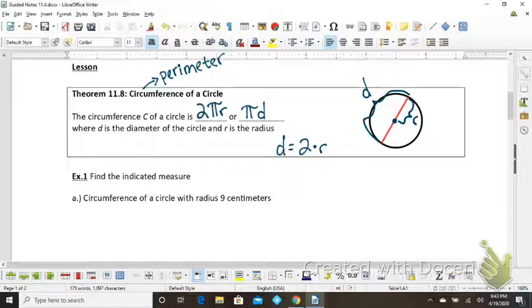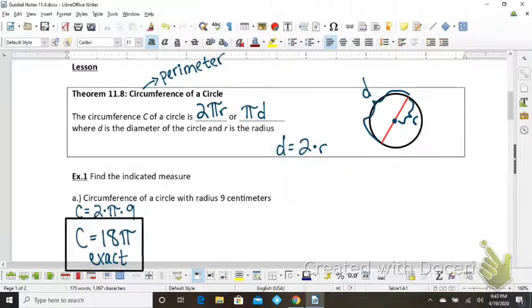All right, find the indicated measure. The circumference of a circle with radius 9 centimeters. If you really want to draw yourself a picture, you can. You don't need one. C is equal to 2 times pi times the radius, which is 9. We can multiply 2 times 9 and we would get 18 pi. This is considered an exact answer.